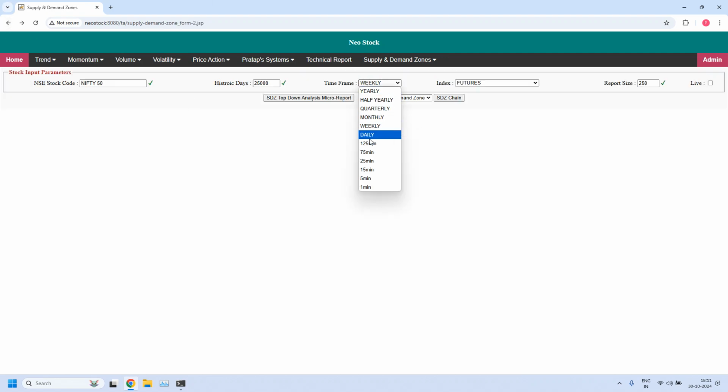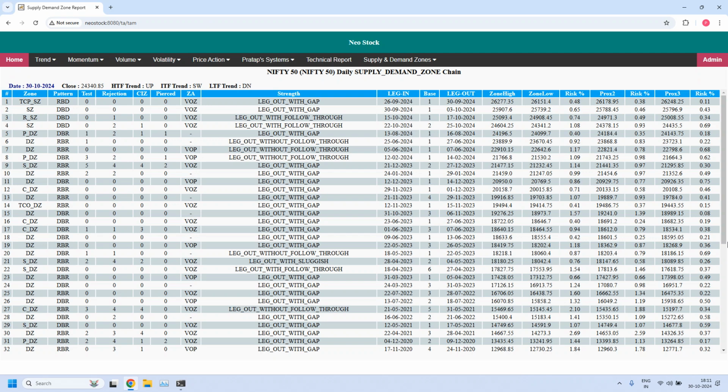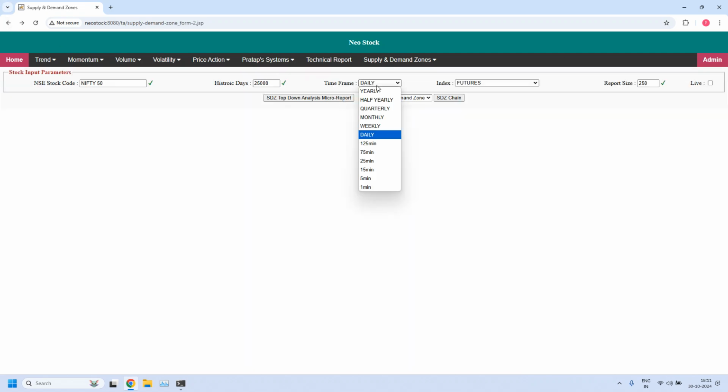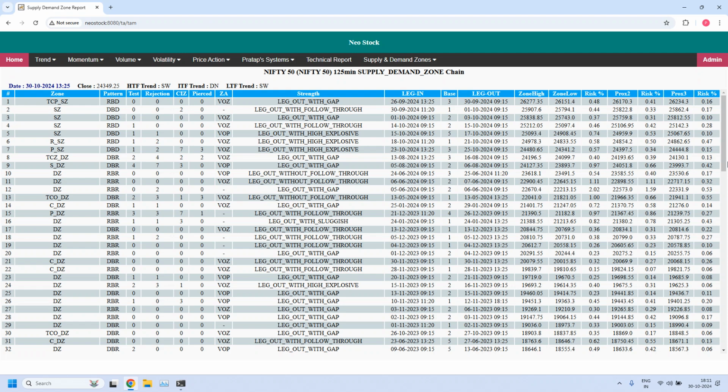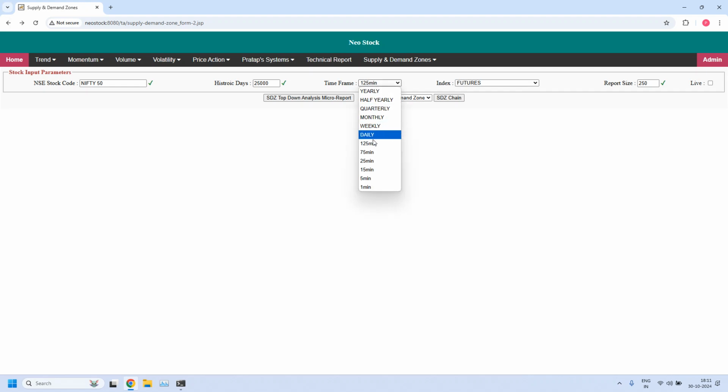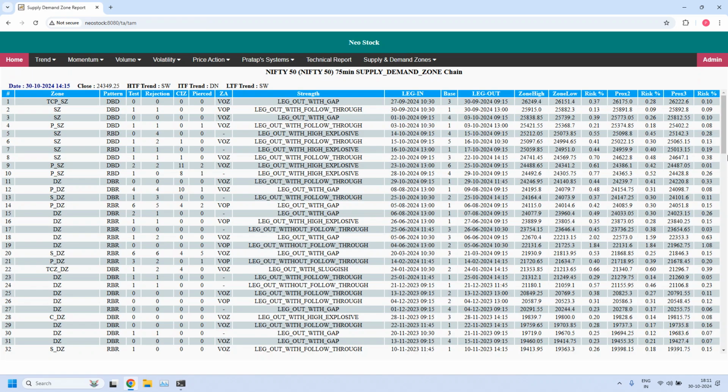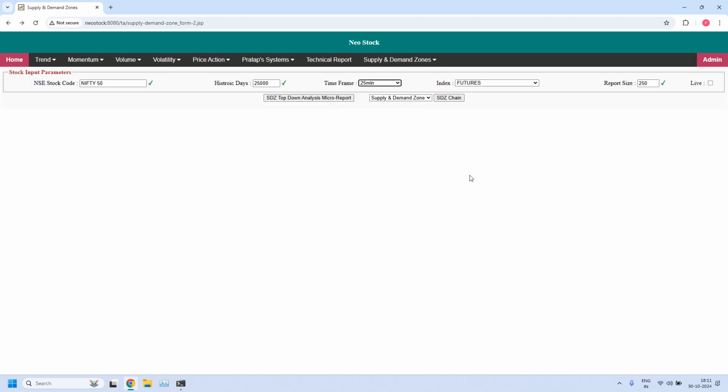Next time frame is daily, generating daily supply demand zone chain for NIFTY. Next time frame is 125 minutes, generating 125 minute supply demand zone chain for NIFTY. Next time frame is 75 minutes, generating 75 minutes supply demand zone chain for Nifty. Next time frame is 25 minutes, generating 25 minutes supply demand zone chain for Nifty.